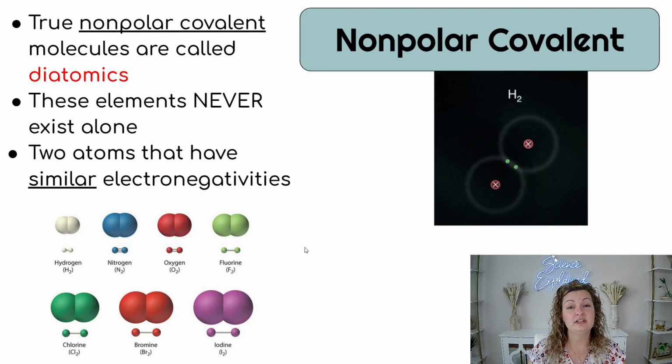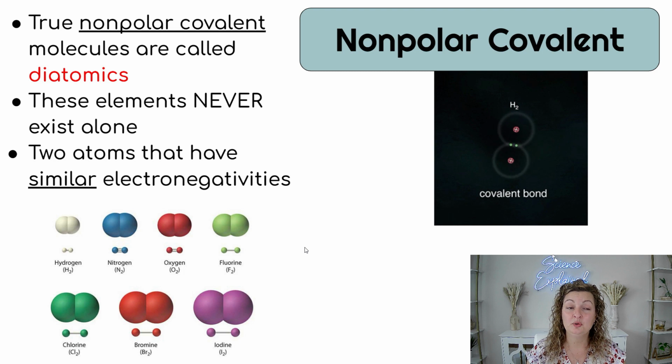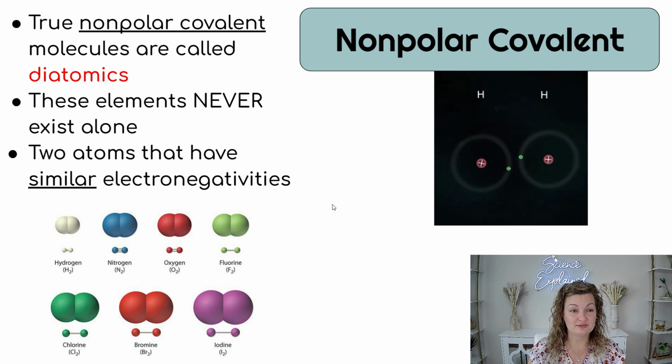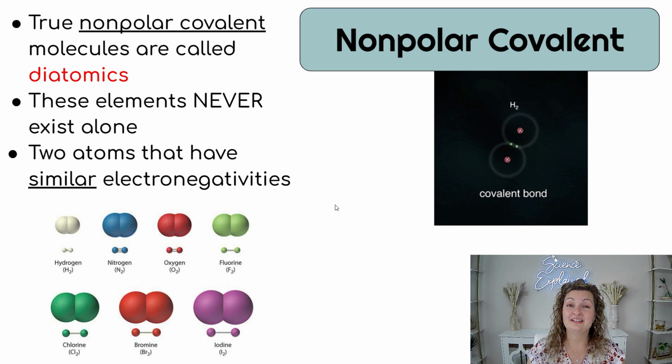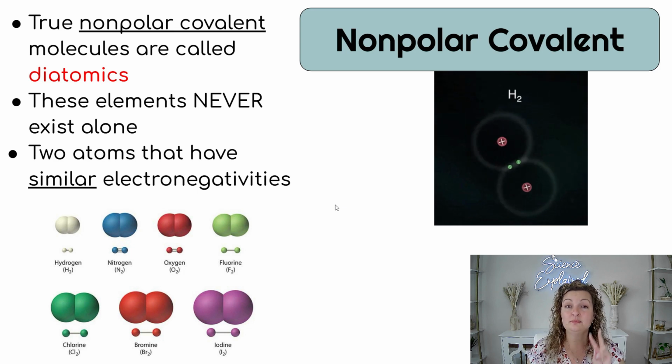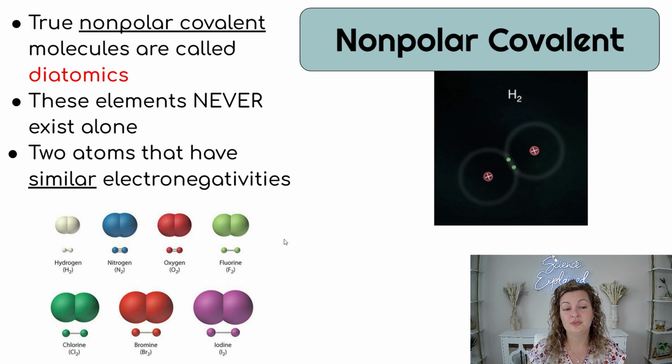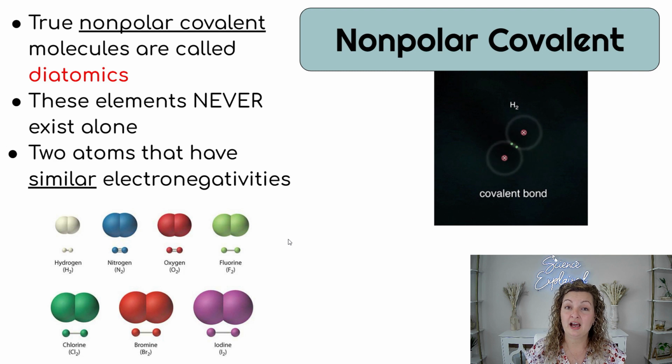So you can see here, we're talking about nonpolar. If they're true nonpolar, they're going to be called diatomics. There are 7 diatomics. These do not exist in nature alone. They'll always be together like a pair. And you can see the 7 right here. We have hydrogen, nitrogen, oxygen, fluorine, chlorine, bromine, and iodine.